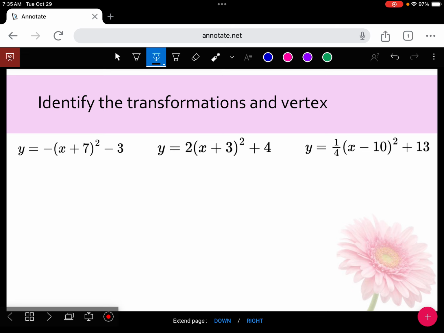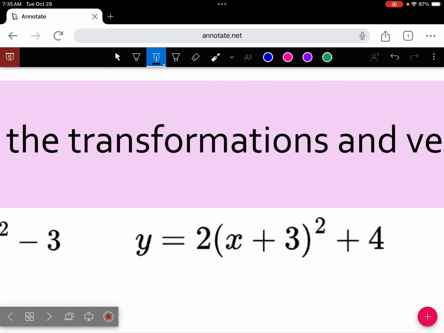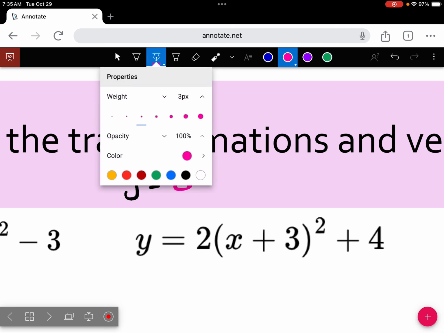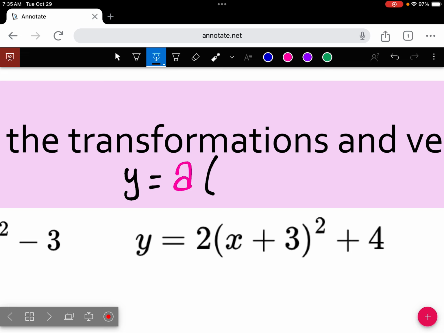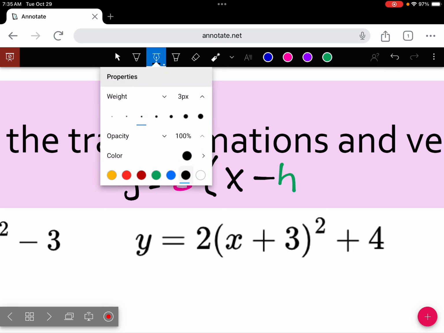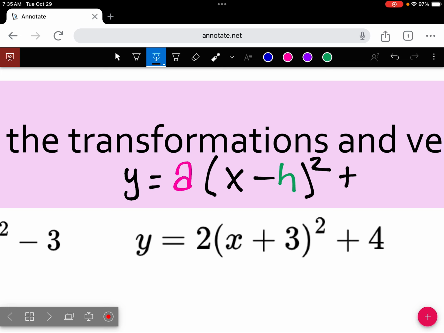All right. So we're going to find our A, our H, and our K. We'll say what those mean, and we're going to write down our vertex. So I'm going to write our kind of basic form up here, our y equals a(x minus h) squared plus k. So that's kind of our basic form.